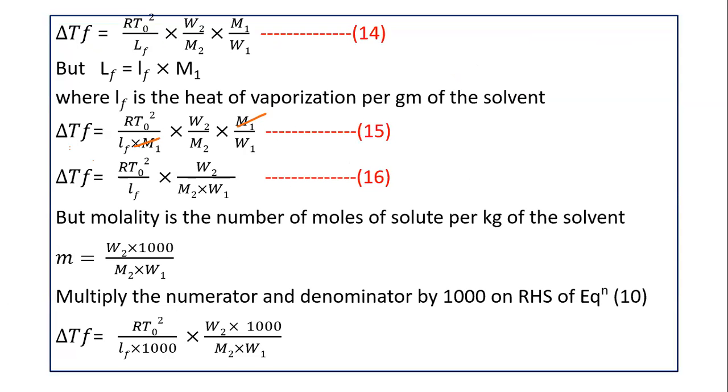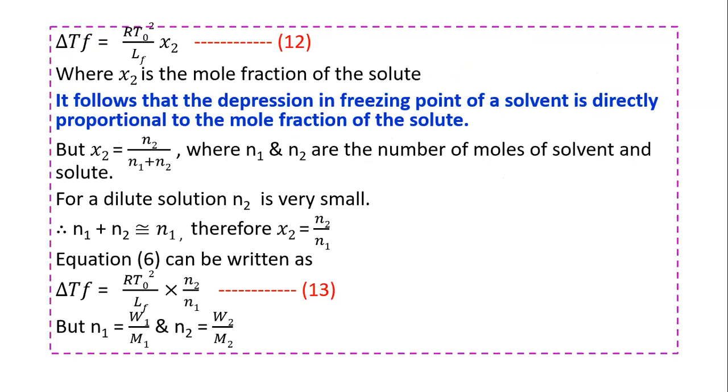You can see equation 12. Delta TF is equal to R T0 square upon LF into X2. From this equation, it follows that the depression in freezing point of the solvent is directly proportional to the mole fraction of the solute. How does it become so? Because R is constant, T0 is constant, LF is also constant, the latent heat of fusion per mole of the solvent, it is constant.